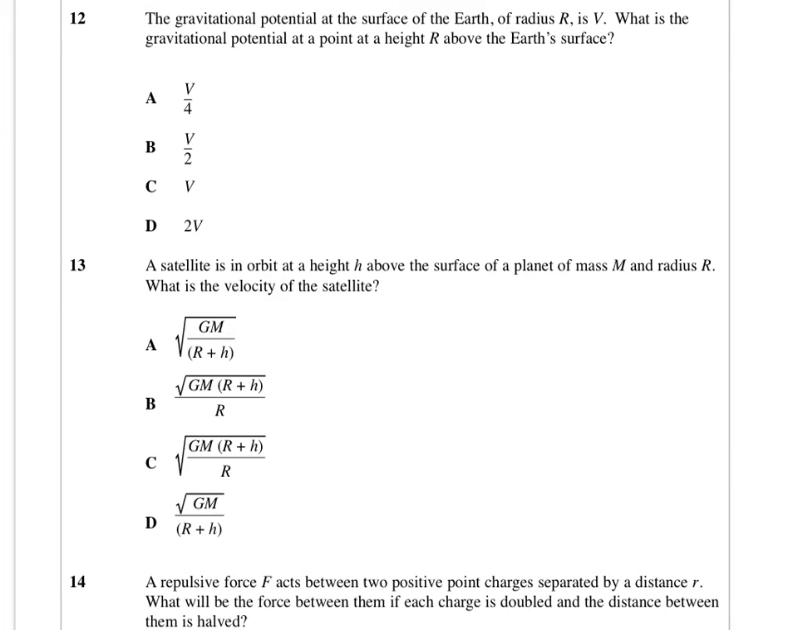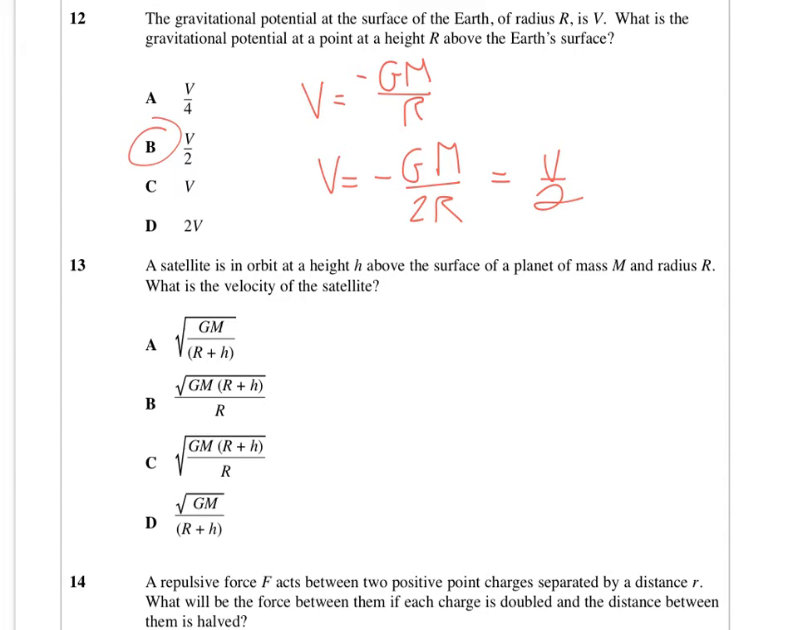Okay, so gravitational potential at the surface of Earth of radius r is V. What is the gravitational potential at a point r above the Earth's surface? So remember how we calculate potential? It's minus GM over r. The new potential, we've replaced r by 2r, because that's the distance of r plus r, so it is equal to V over 2. So that's going to be B.